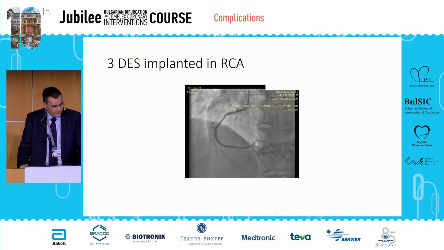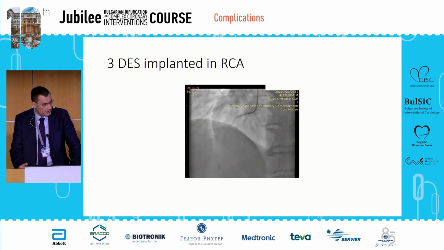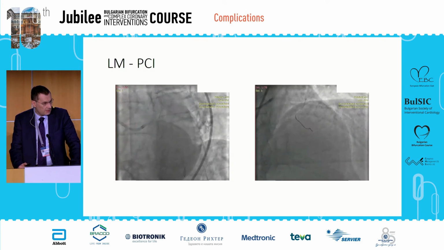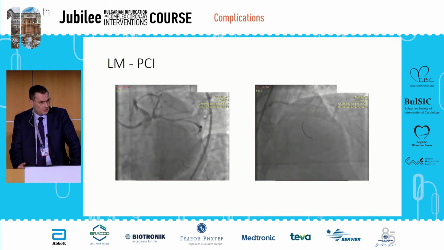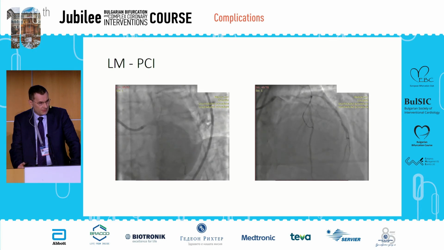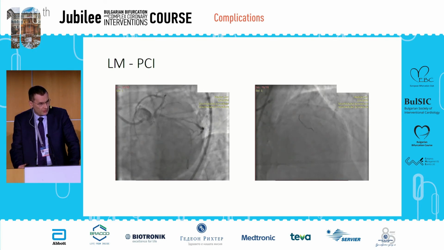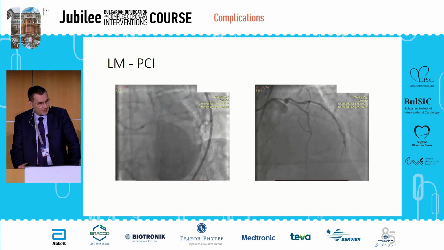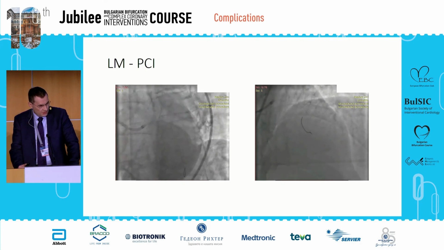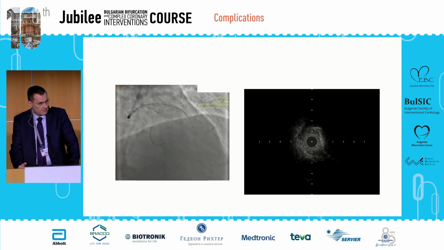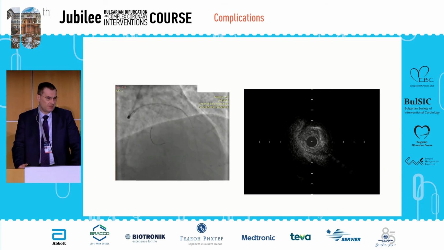So we fixed the right coronary first, and afterwards we wired both branches, which demonstrated very well the morphology of this bifurcation, because this is a 1,1,0 bifurcation lesion with a lot of calcium.